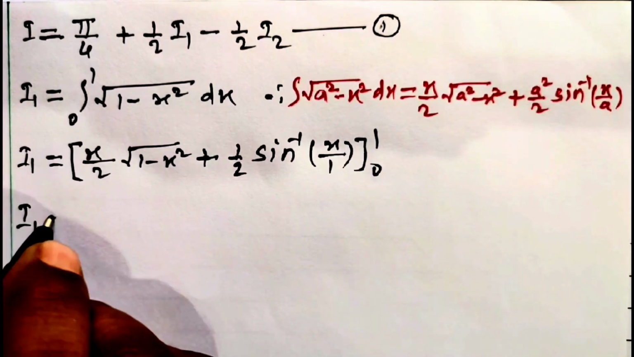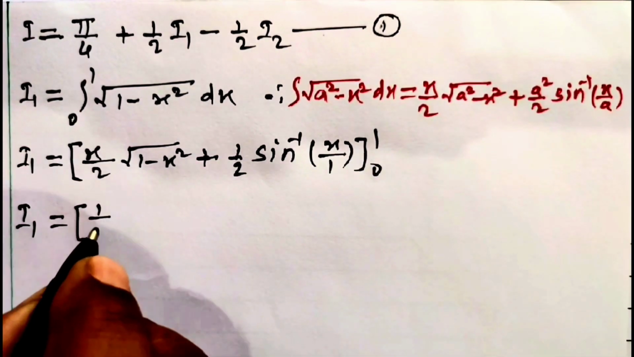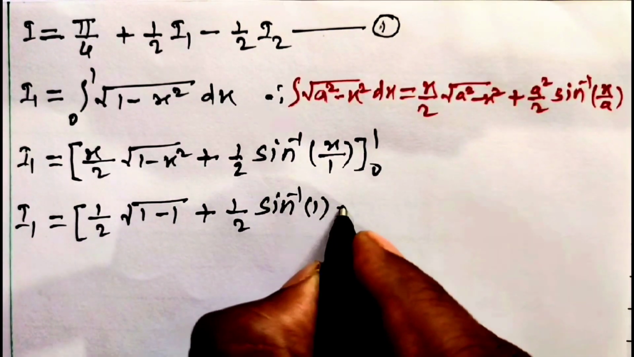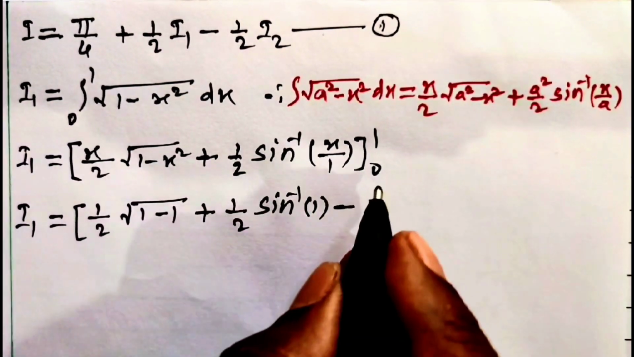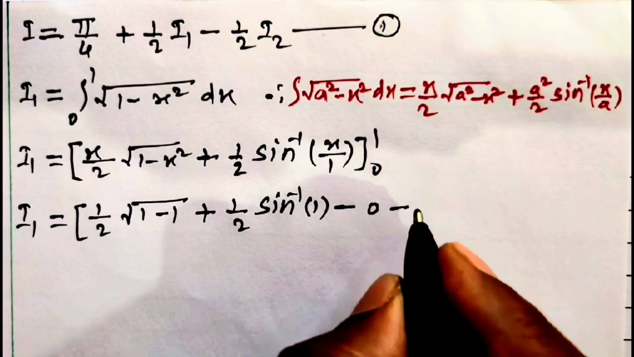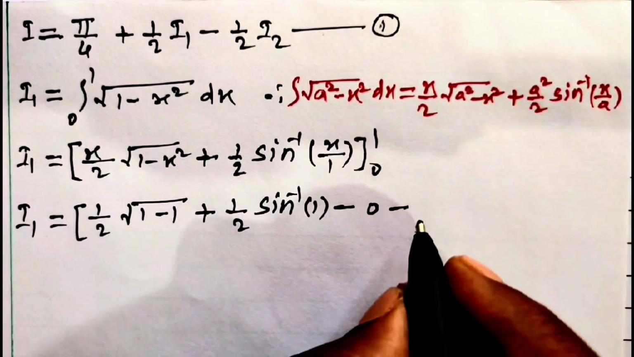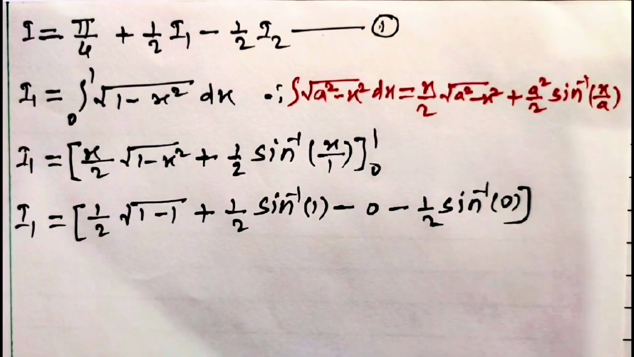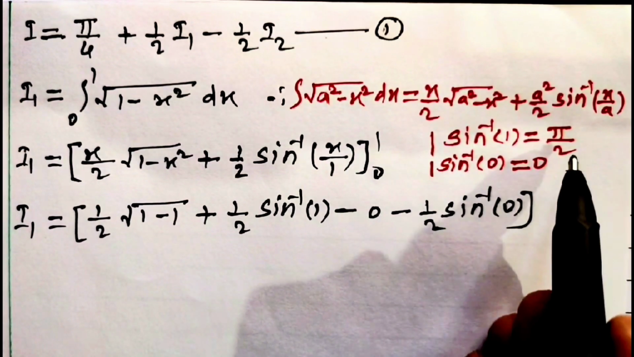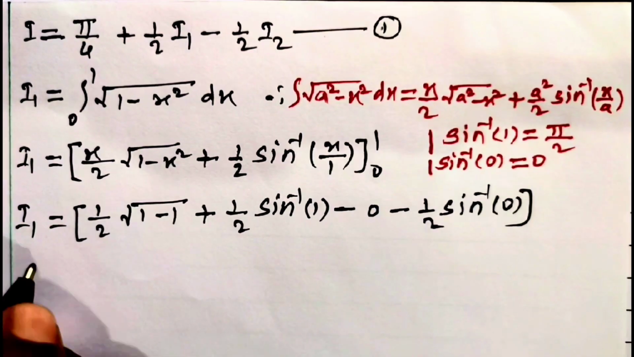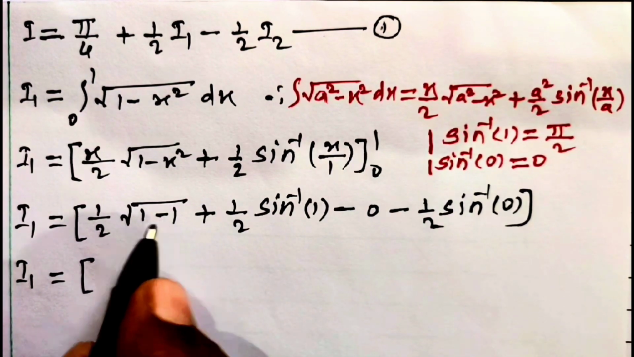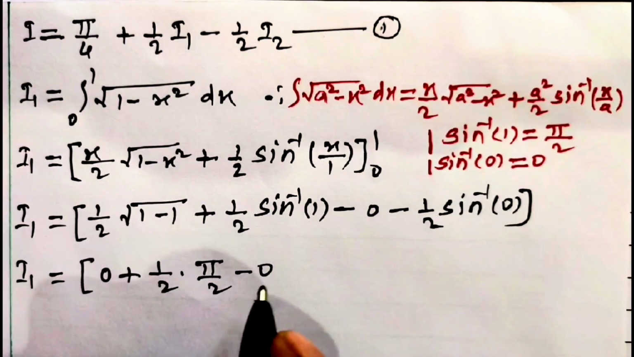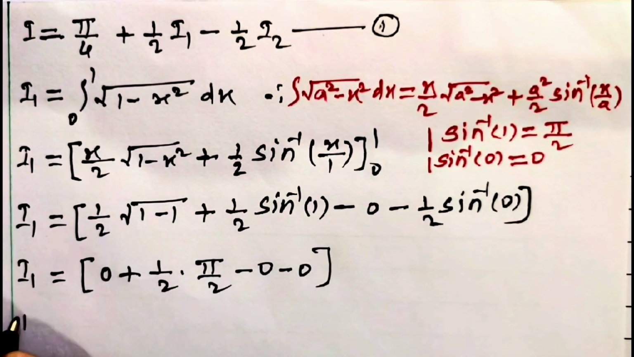So I1 is equal to, substitute upper limit first. So 1 upon 2 square root of 1 minus 1 plus 1 upon 2 sine inverse 1 minus, now substitute lower limit, replacing x by 0. This becomes 0 minus 1 upon 2 sine inverse 0. Now we can apply the formula. Since sine inverse 1 is pi by 2 and sine inverse 0 is 0, I1 is equal to, we can simplify this. Here 1 minus 1 is 0. 0 into something, that is 0, plus 1 upon 2 sine inverse 1 is pi by 2 minus 0, and again this 0. Hence I1 is equal to pi by 4.